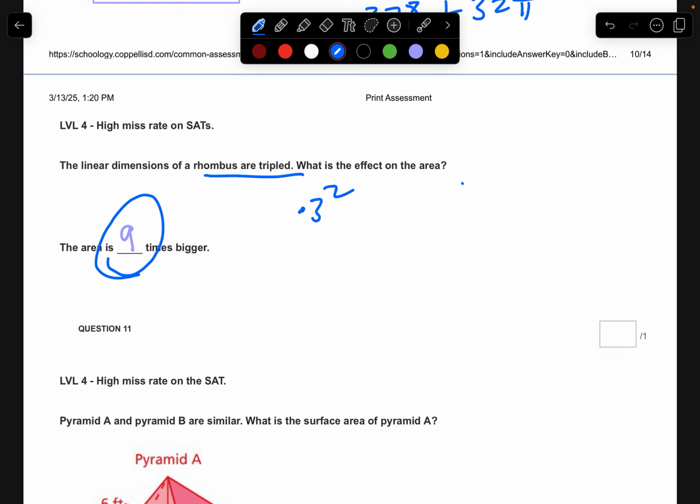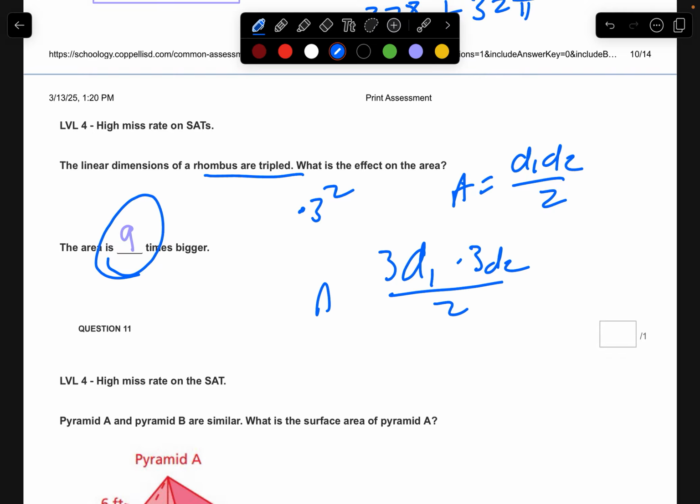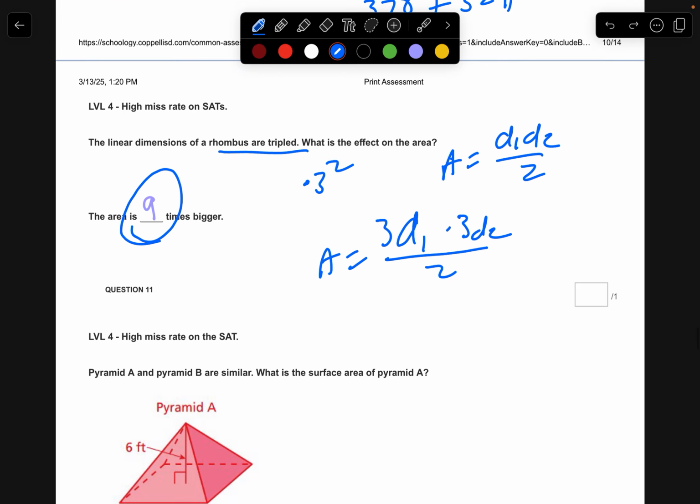If you write it down, if the original formula is D1 D2 over 2, and you triple that, that would be 3D1 times 3D2 over 2. Well, how many times are you multiplying by 3? It is twice. That's where the 3 squared comes in.